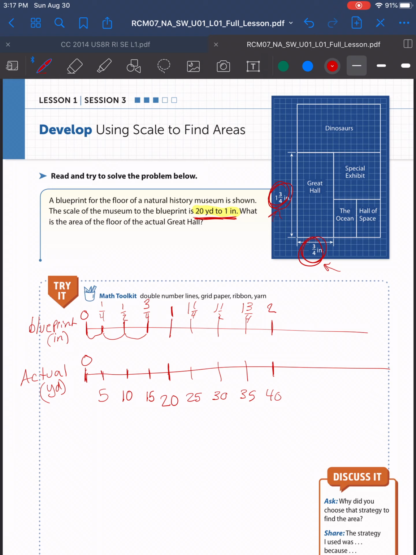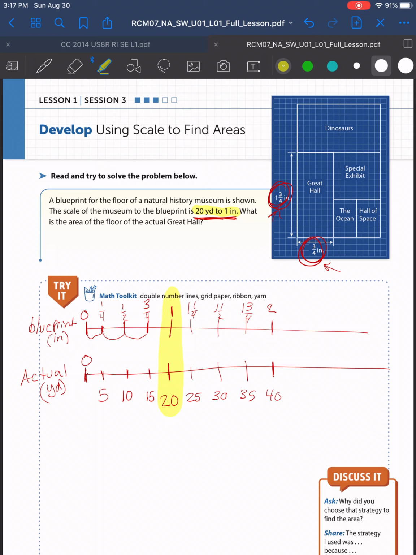Okay, so we've made a little number line to show us how things line up and how they're equal, okay? So we know 20 yards is 1 inch. That's how we started all of this. We knew that 1 inch is 20 yards. So from there, I split it in half, and I said, what's half of 20? 10. And then I split that in half, and I said, what's half of 10? Well, it's 5, okay? So that's basically how we got here.